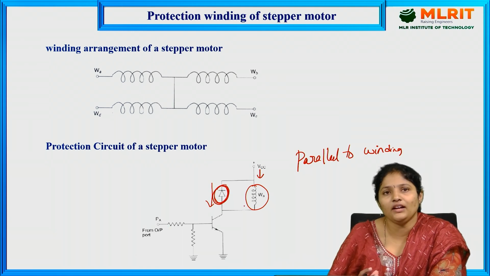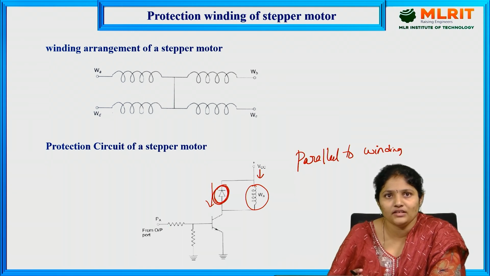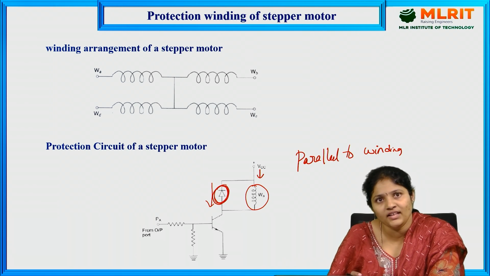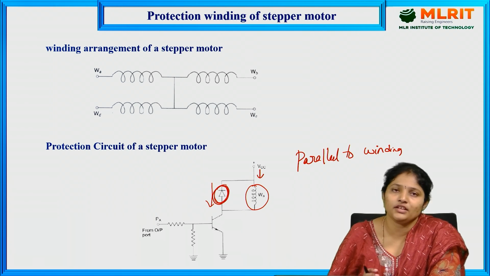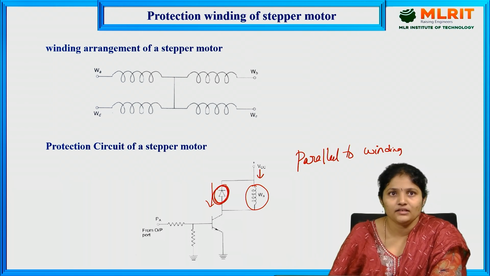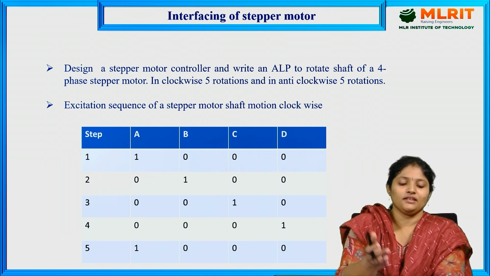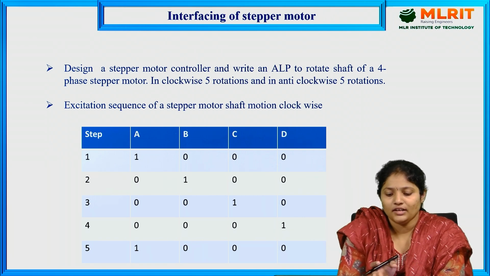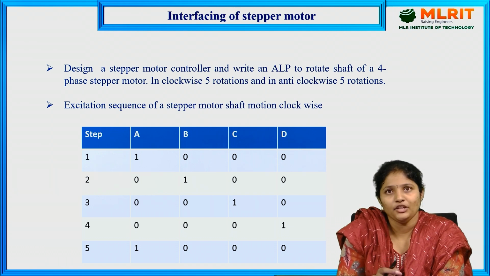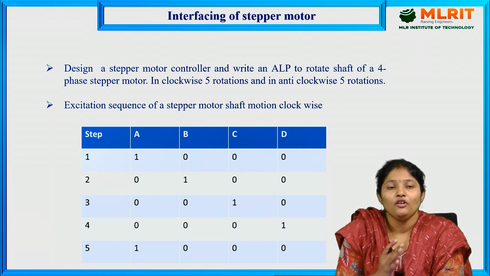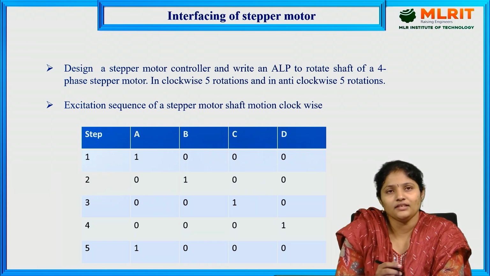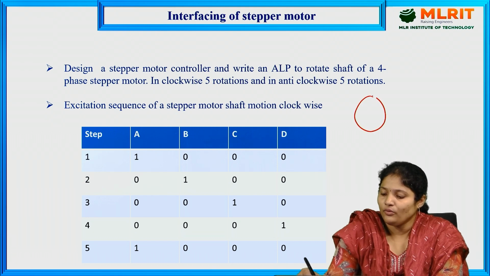So if we are taking a 4-stage or 4-phase stepper motor, then for 4 windings we need to give protection circuit for 4 windings. So here one question is there: design a stepper motor controller and write an ALP to rotate the shaft of a 4-phase stepper motor. Here they are saying that we need to take a 4-stage stepper motor.